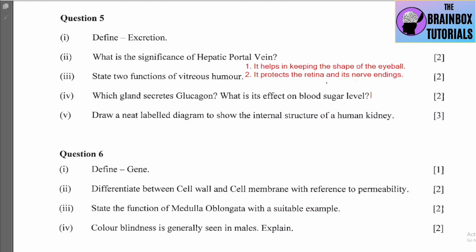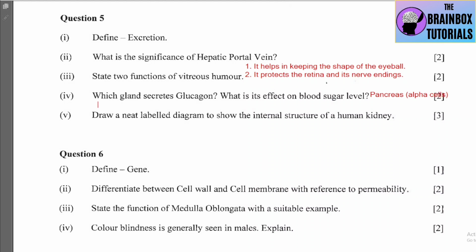Now part 4 is which gland secretes glucagon. So glucagon is secreted by pancreas. You can also write that which part of pancreas, so that will be the alpha cells. So that will be a proper precise answer.